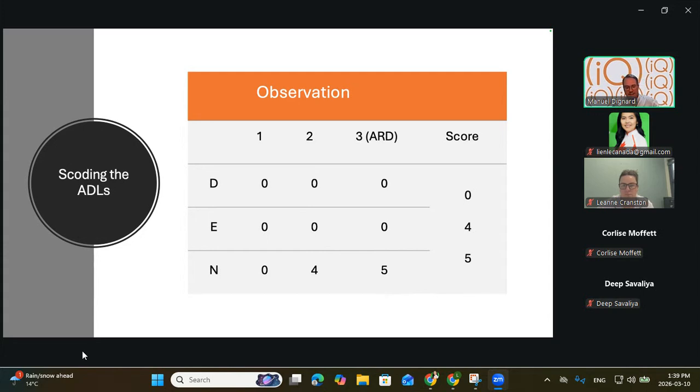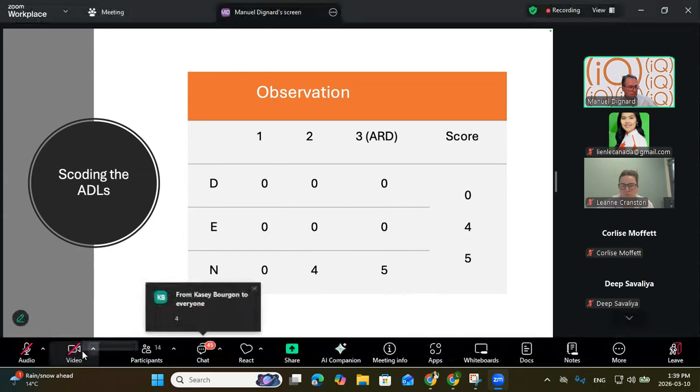All right, our last example here. Okay. What would you code this one? So because we have items between 2 and 5, right? We're disqualified from getting a 0 or 1. So we're going to code the least dependent, which is a 4. Correct.